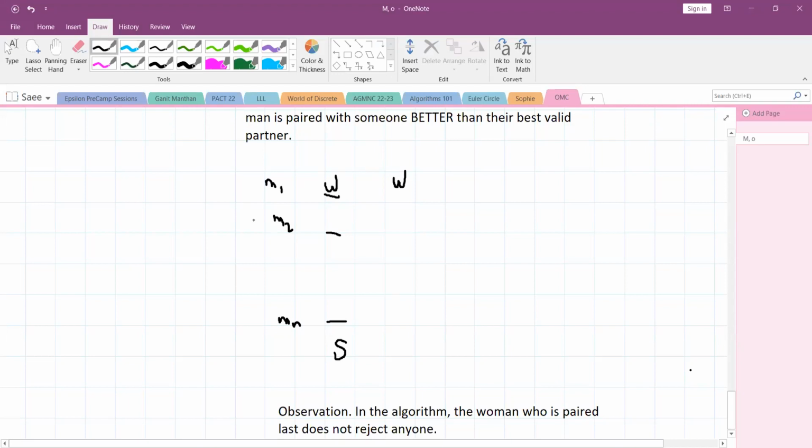Let's say the Gale-Shapley algorithm paired M1 with W prime, but there is a better matching, which could be unstable, in which M1 is paired with W, which means M1 likes W strictly more than W prime. But then there's a contradiction, because M1 must have proposed to W at some point and W must have rejected M1. But that's a contradiction, because we just said that the woman who is paired last does not reject anyone. So the woman who is paired last has to be paired with M.